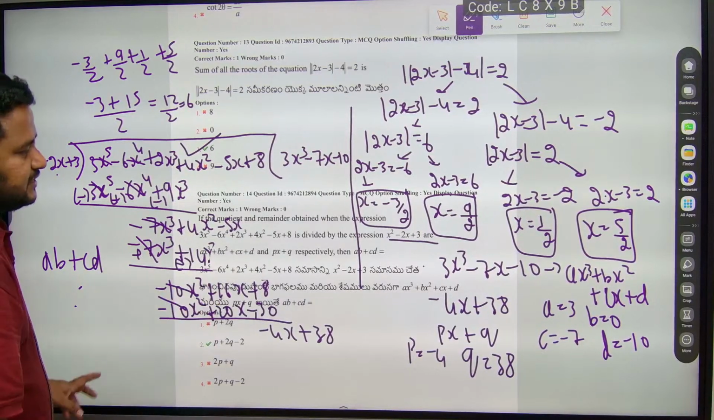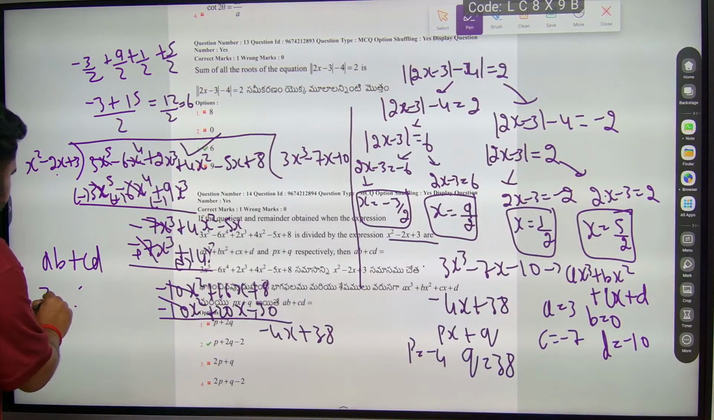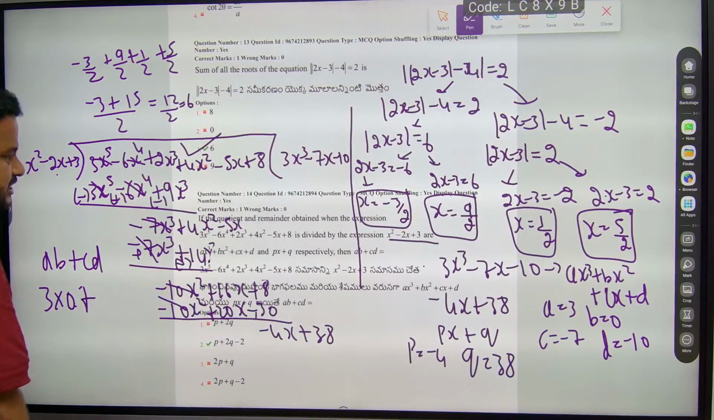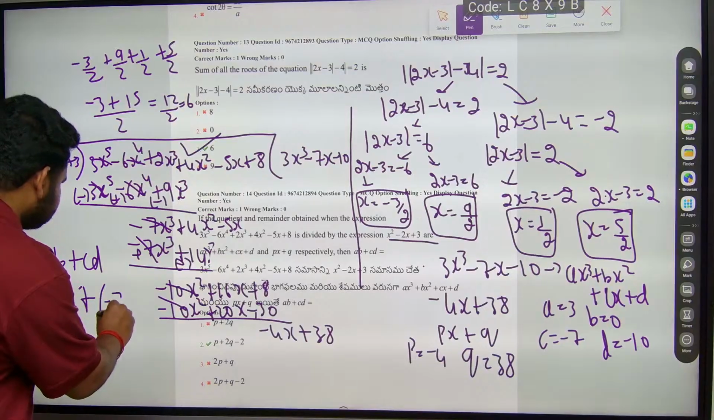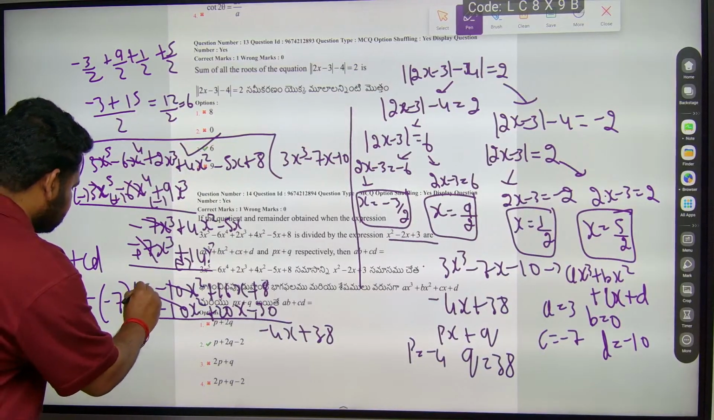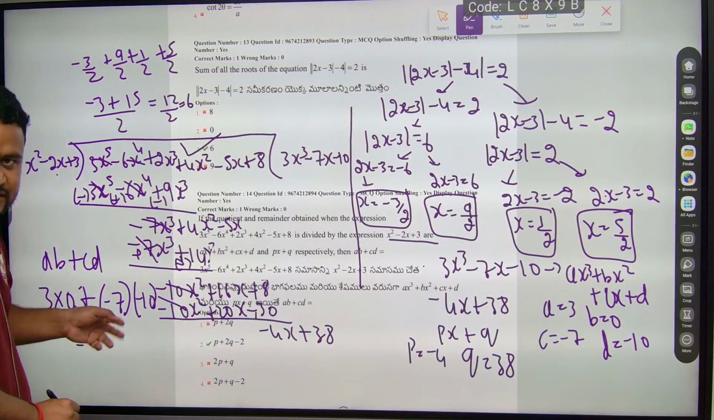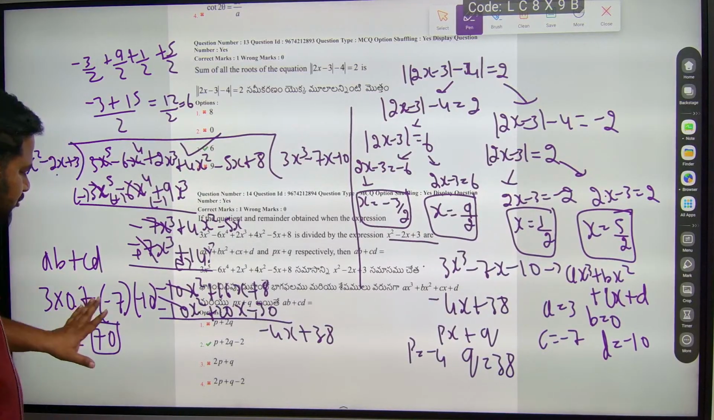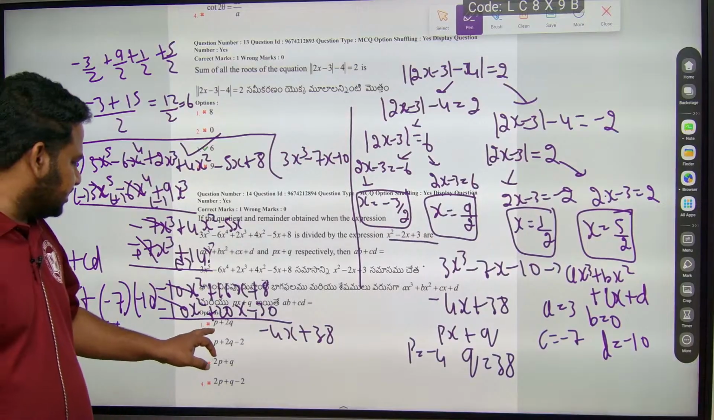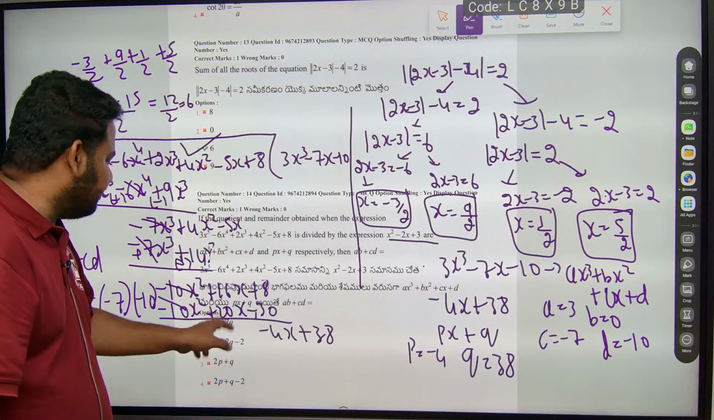a is what, friends? a is 3 into b is 0, plus cd. c is what, friends? c is minus 7. d is minus 10. So this I will get as 3 into 0 is 0, 7 into 10 is 70, minus into minus will become plus. So I got 70. So in this equation, p plus 2q, if I put the values, I should get the value equal to 70.